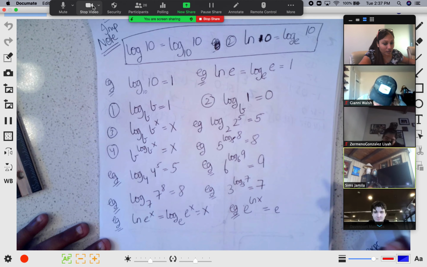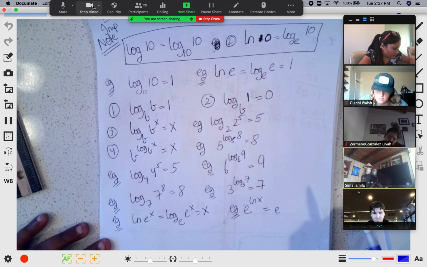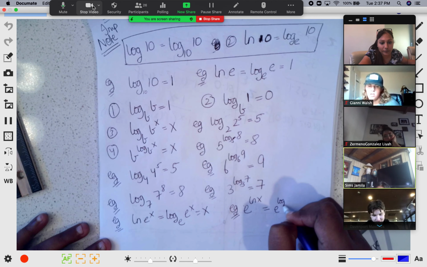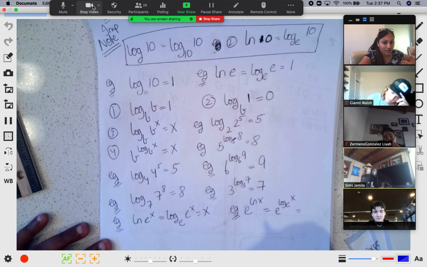I don't know. What is ln? The log base e. Yeah, log base e of x. So what does it become? Oh, base e and 1. So which property are we using?